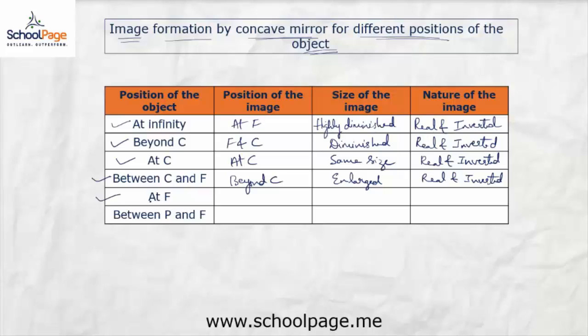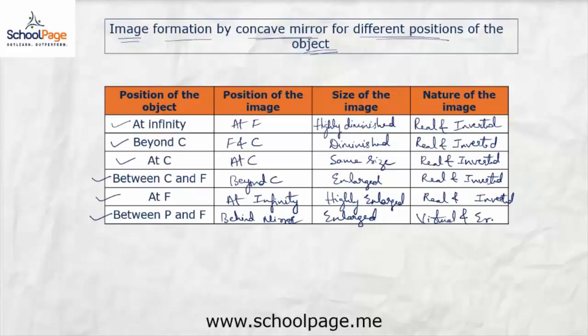When the object was placed at focus, the position of the image formed was at infinity. Size of the image was highly enlarged, and nature of image was real and inverted. And when the object was placed between pole and focus, the position of the image was behind the mirror. Size of the image was enlarged, and nature of the image was virtual and erect.